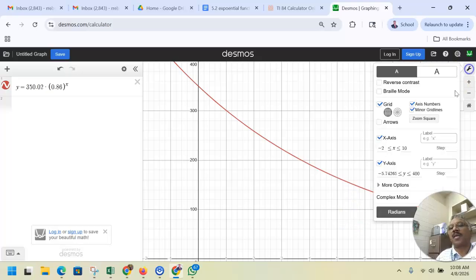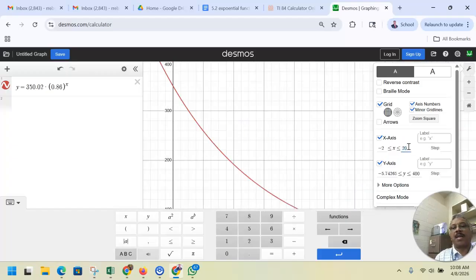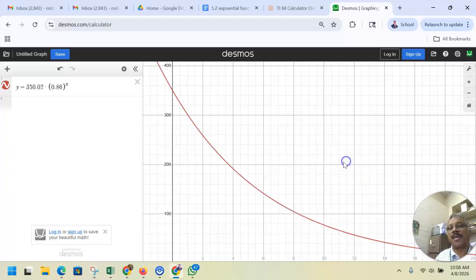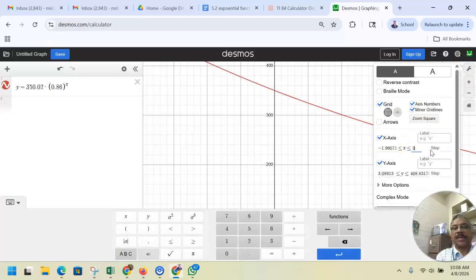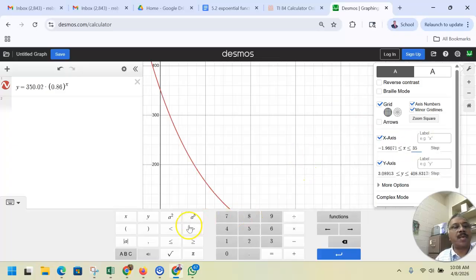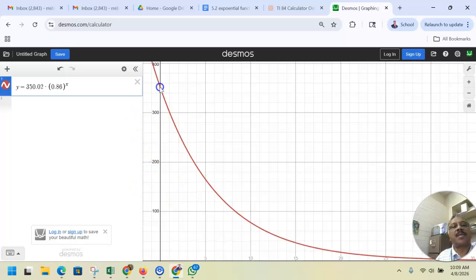Or if you want, you can change this x to a bigger number, maybe 20. You can see more of the graph. See how nice it looks. You can make it 30, also 35, and you can see more of the beautiful exponential decay graph. Can you see this? Nice graph. That means this goes to this point, which is the y-intercept.